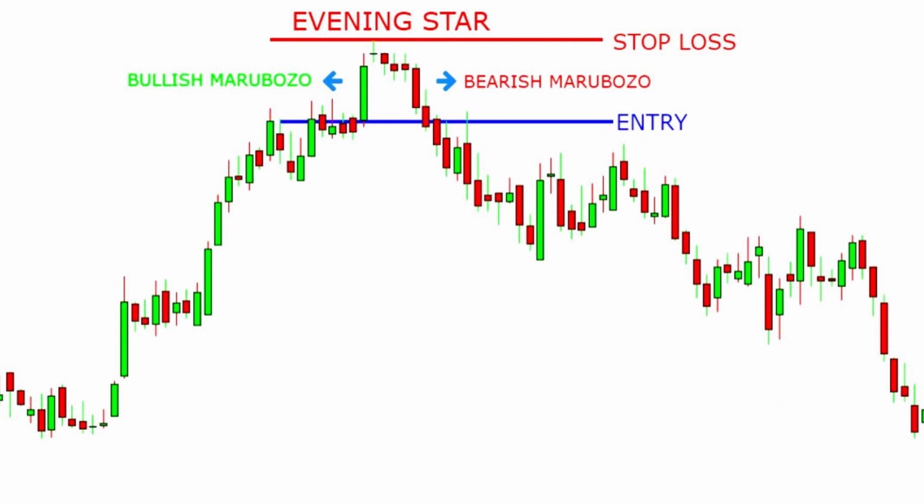In this chart, after a proper uptrend, a bullish Marubozo candlestick was formed. Next candlestick Doji star, again Doji star, again Doji star and again Doji star candlestick was formed. As I said before, Doji star can be 4 or 5. Still evening star pattern will be considered valid.